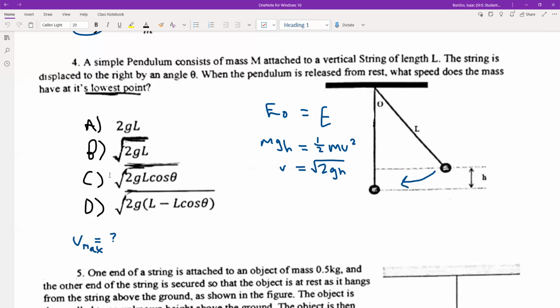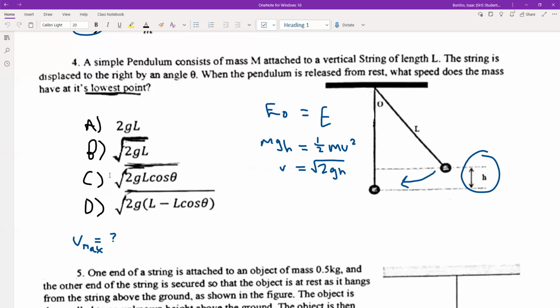But if you see, that's not in the answer choices. So don't get mixed up and think 2g m, I didn't mean to say mg, but 2gh. It's supposed to be h. So we have to figure out what h is now, because h is not something that's in any of the answer choices.